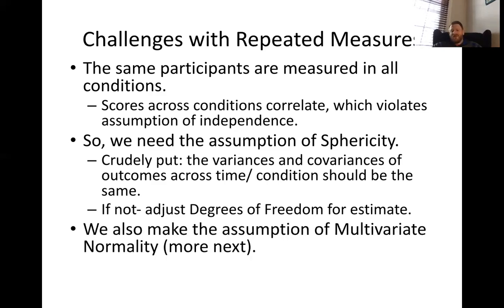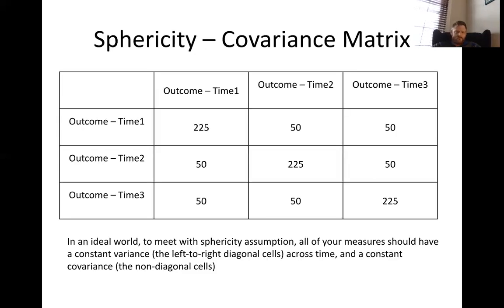You also have to make this assumption of multivariate normality, which we'll talk about in a minute as well. So you've got a couple things. You've got MVN, multivariate normality, and you've got sphericity that are both assumptions that really need to be met in order to get good, reliable estimates from those repeated measures ANOVAs.